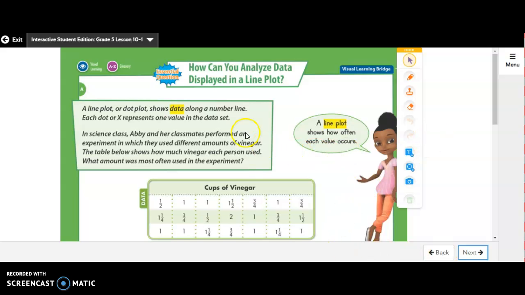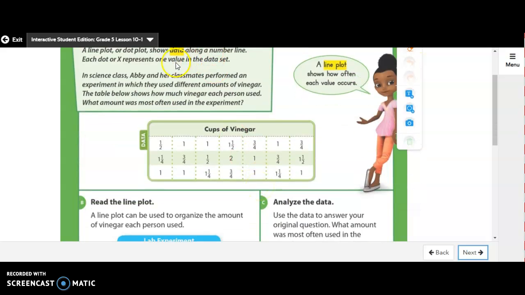Okay. On the next page, this is just giving you the definition of line plot, which you might also see called a dot plot, but it is giving you the definition that they're going to think of in math, and then it gives you another scenario. In science class, Abby and her classmates performed an experiment in which they used different amounts of vinegar. The table below shows how much vinegar each person used. What amount was most often used in the experiment?